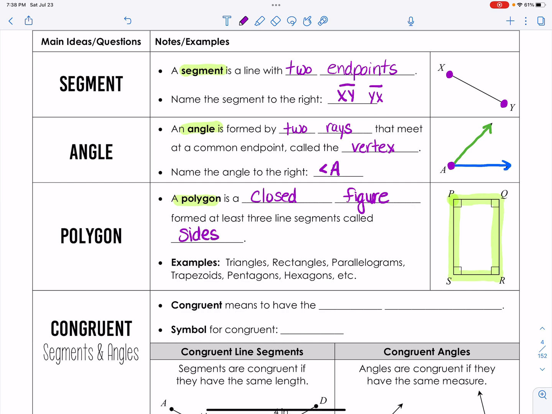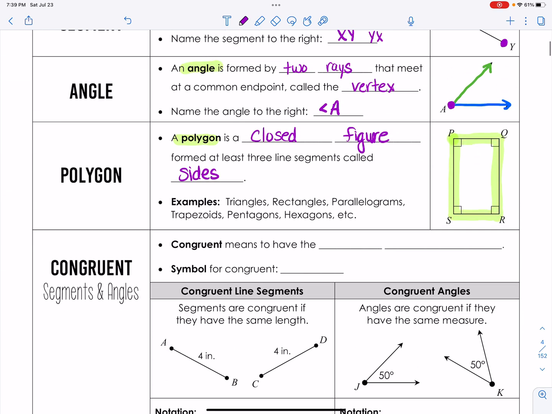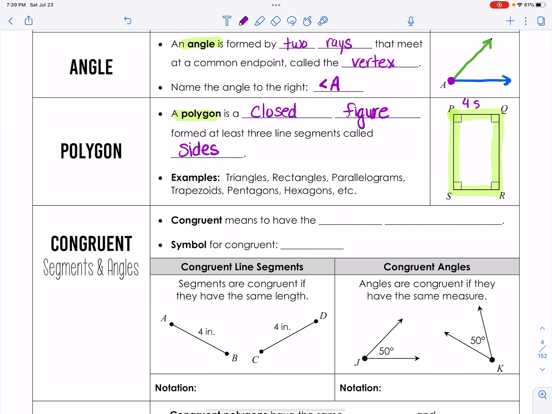So the one that we're looking at here, oh gosh, sorry. This one has 4 sides. Examples of polygons are triangles, rectangles, parallelograms, trapezoids, pentagons, hexagons, octagons. We could go on forever.